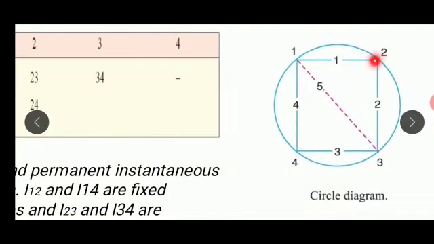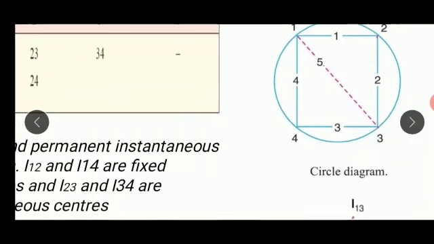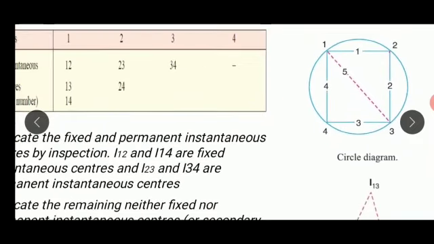Link 1, link 2, link 3 and link 4. Let us join all these links by dark lines, that is link 1 2, 2 3, 3 4 and 1 4. This mentions instantaneous centers I12, I23, I34 and I14. In order to have the fifth instantaneous center, that is I13, let us join point 1 and point 3 by a dotted line, that is the fifth instantaneous center.